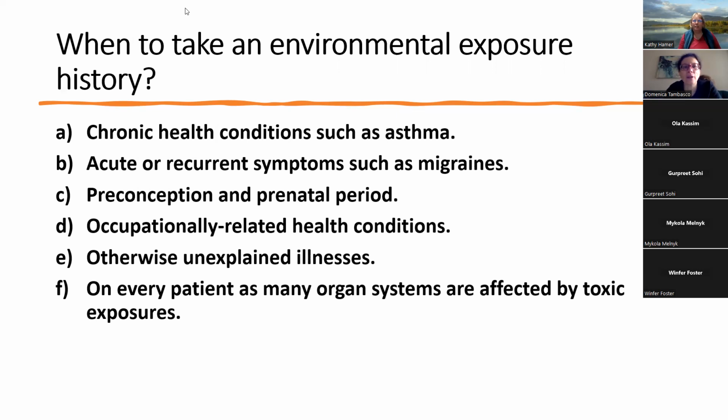And I'll read out the options in case someone cannot see them. So A is chronic health conditions such as asthma. B is acute or recurrent symptoms such as migraines. C is preconception or prenatal period. D is occupationally related health conditions. E is otherwise unexplained illnesses. And F, on every patient, as many organ systems are affected by toxic exposures. So Dr. Sohi's put F. Okay.